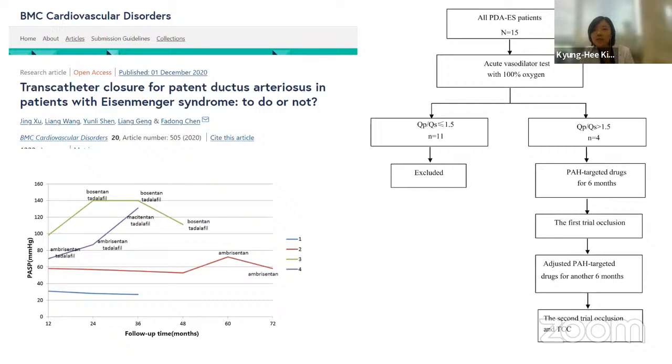After the medication was adjusted and extended to 12 months, TCC was performed for all without hemodynamic intolerance during the perioperative period. Pulmonary artery systolic pressure was significantly decreased immediately after TCC. During a mean follow-up of 50 months, there was a further decrease of pH systolic pressure in 2 patients. The other 2 showed improved pulmonary vascular resistance and 6-minute walk test distance despite deteriorated pH systolic pressure. From this study, we can tell some selected PDA Eisenmenger syndrome patients might benefit from TCC, and combined pH-targeted drugs play a crucial role.